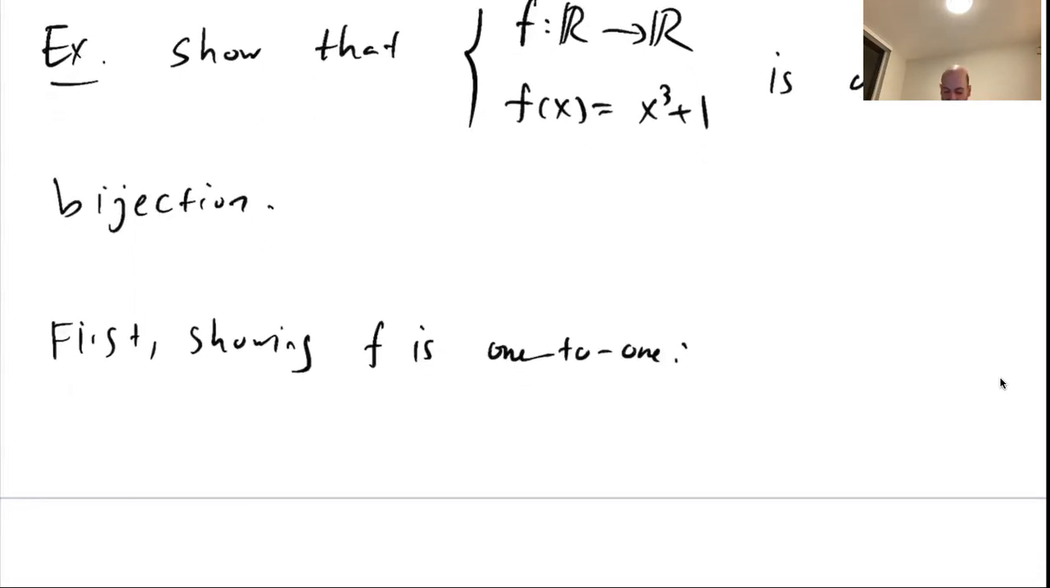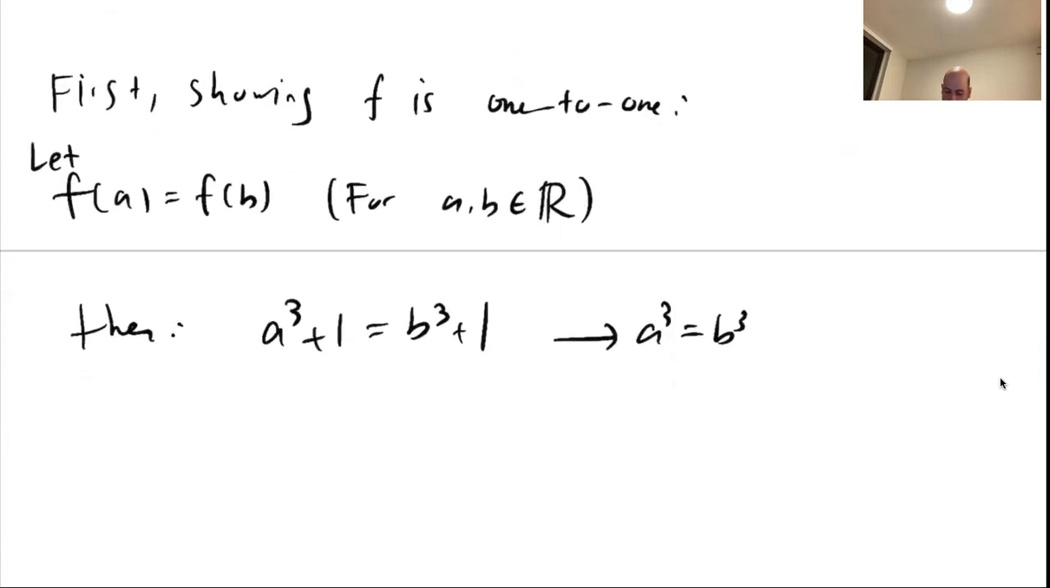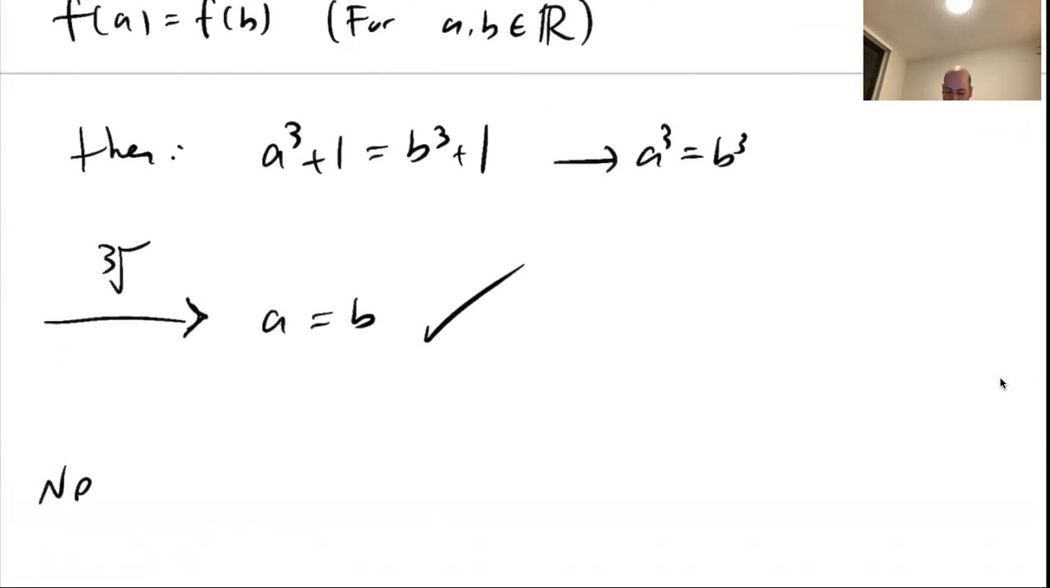In general means what? Means I have to start with f of a equals f of b. So let f of a equals f of b, for a and b coming from the domain, which is all real numbers. Then, what can I say? f of a is a cube plus 1, f of b is b cube plus 1. And then that means a cube is equal to b cube. And if I take cube root, I'll get a equals b. So f is one-to-one, and now let's show that f is onto.